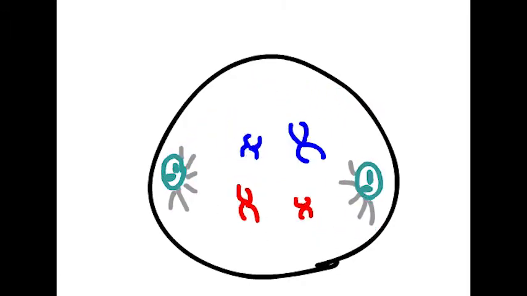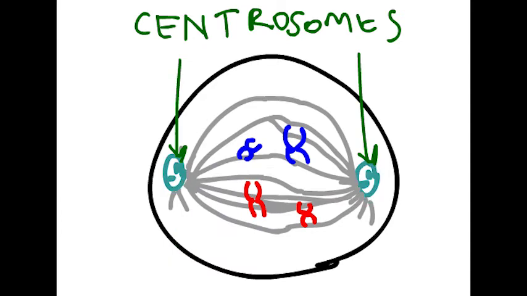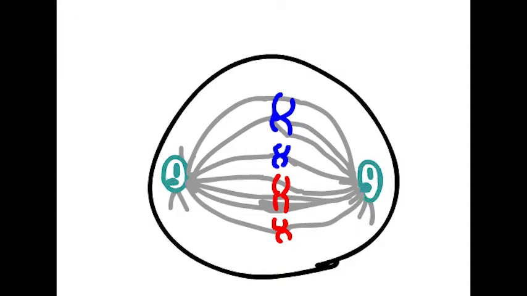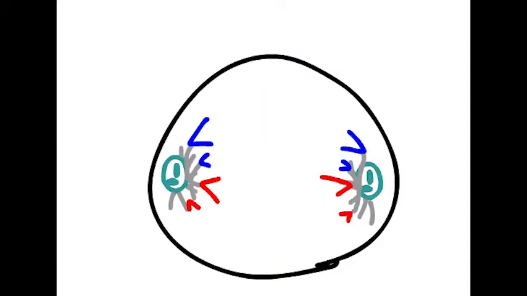Then metaphase occurs, where spindle fibers from the centrosomes fix to kinetochores on the centromere and align the chromosomes along the metaphase plate. Anaphase follows. Here, the sister chromatids are pulled to opposite poles of the cell by the contraction of spindle fibers and the cleaving of proteins in the centromere.